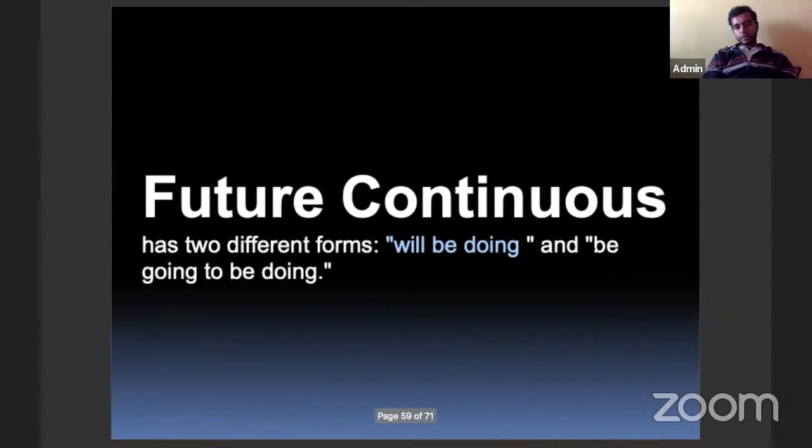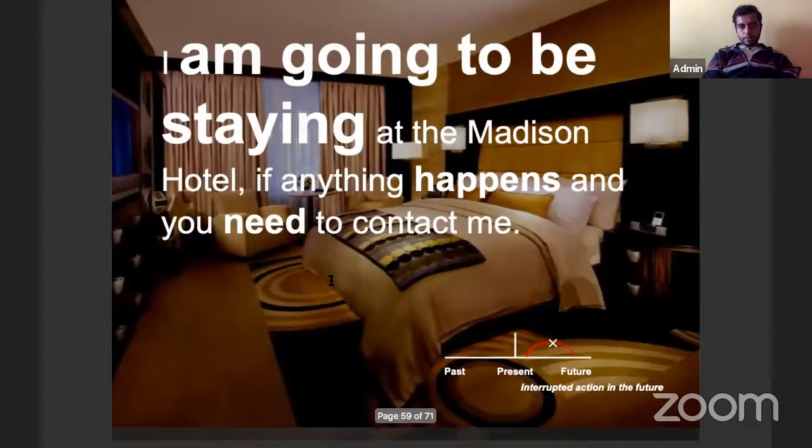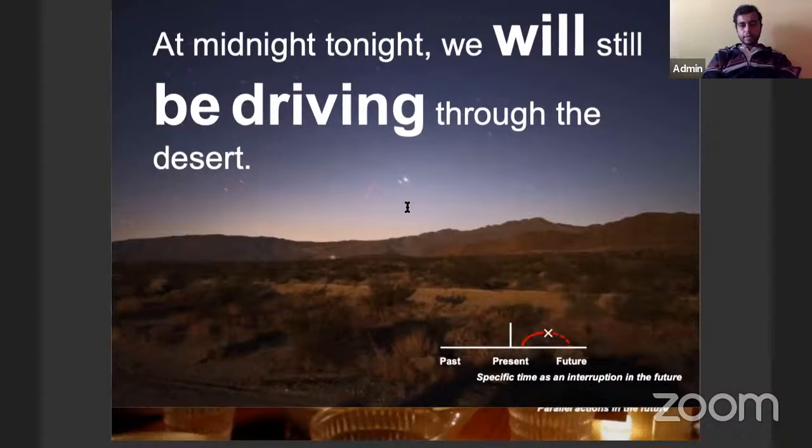Or you could have also said, be going to be doing, we are going to be driving. We will be driving, we are going to be driving, both are future continuous, through the desert. And in place of interruption, there is a specific time as an interruption in the future. So this is very similar to the past continuous. Okay, future continuous is very simple, very similar to the past continuous.